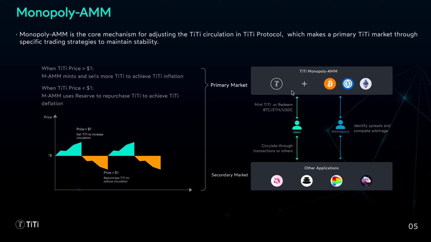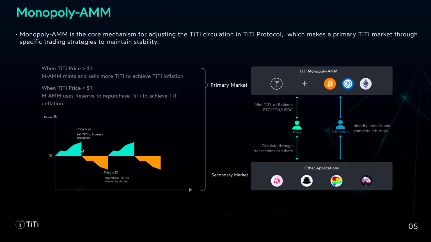Everyone can use it. You see here, crypto assets permitted by the protocol can be exchanged to TiTi in M-AMM. This process can also be understood as the process of TiTi mint and redeem. Now let's see the price chart on the left. The green color above $1 indicates that the demand exceeds the supply, so M-AMM will mint more TiTi according to the amount calculated to achieve rebalance, and vice versa.